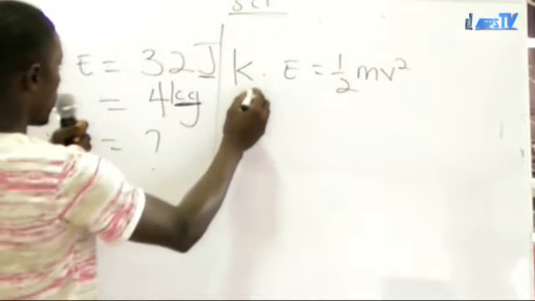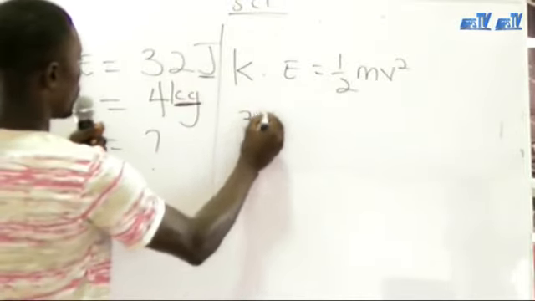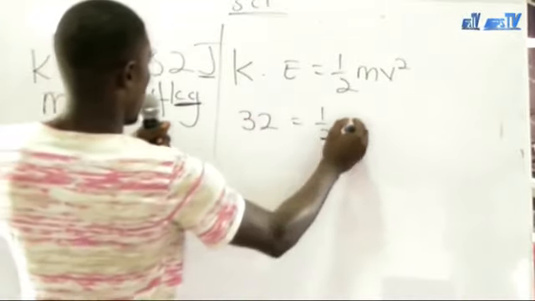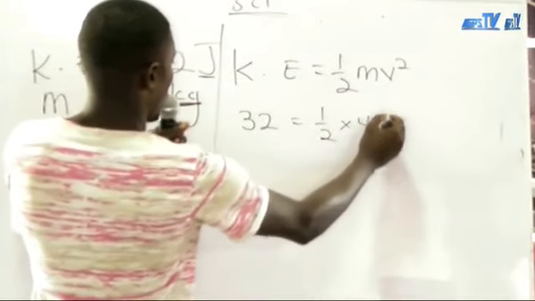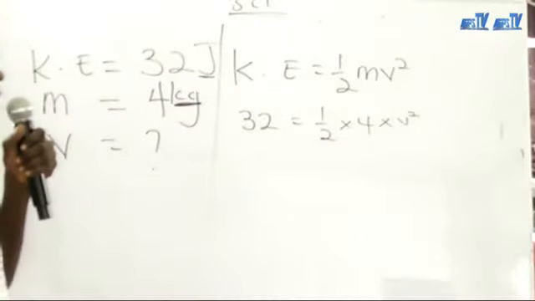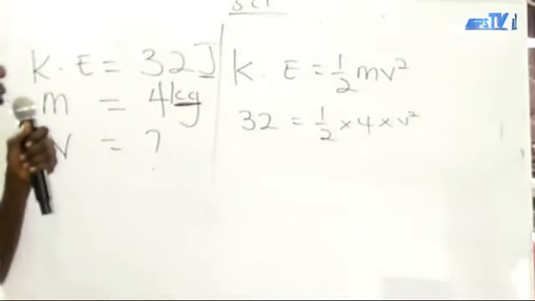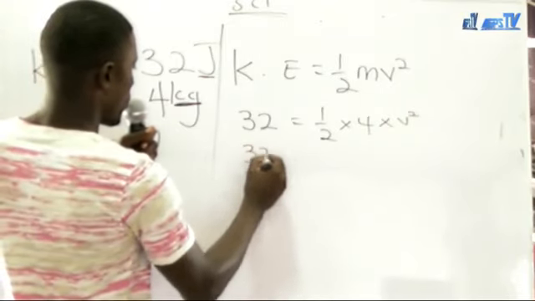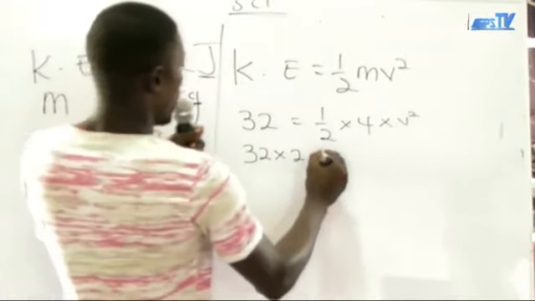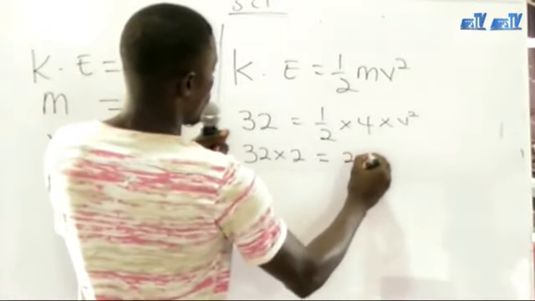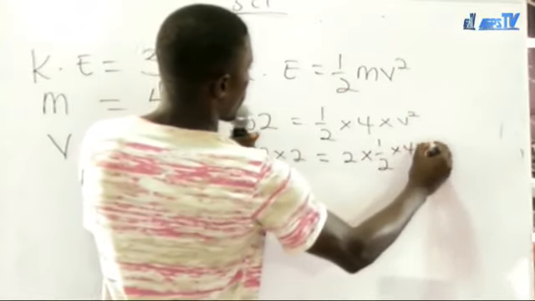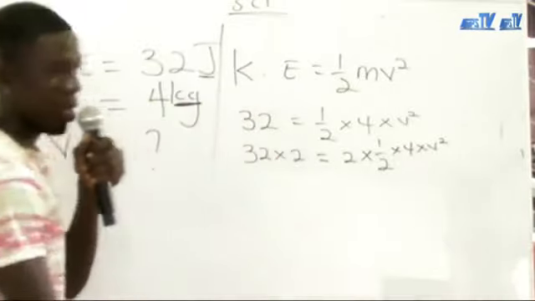We have the kinetic energy being 32. You write your 32 here, equals half times the mass, 4, times V square. So this one is simple. You just write your 32 times 2 is equal to 2 V square. The same thing.